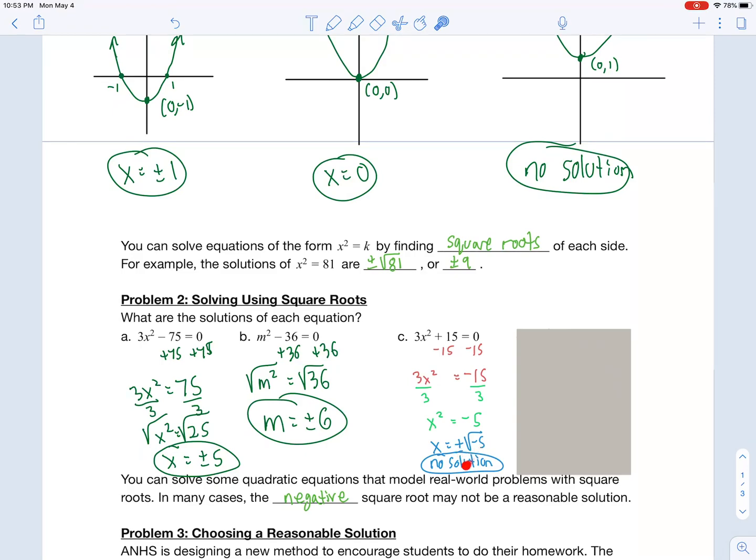If I have a negative inside, that's going to be not possible for an answer. So C should have been no solution. And using similar steps on the last one, isolate for a variable first. So take away 16 on both sides, divide both sides by 4.